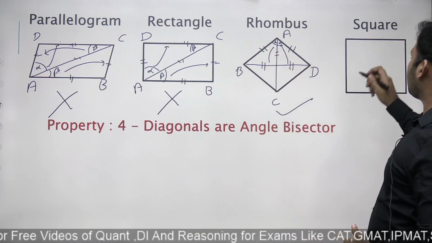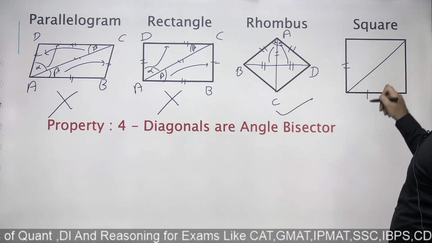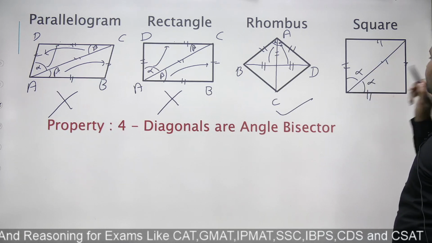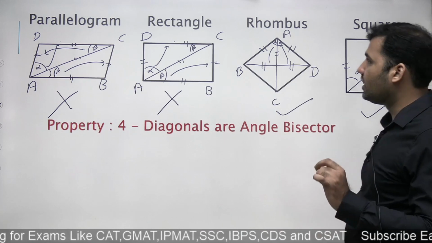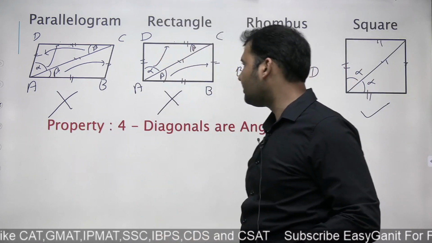So क्या ये प्रॉपर्टी स्क्वायर में भी होती है? Yes, this property is also valid in square. ये साइड सेम है, राइट? ऑल थ्री साइड्स आर सेम, तो ये दोनों एंगल्स इक्वल होंगे. अल्फा विल बी इक्वल टू अल्फा. सो डायगोनल्स आर एंगल बाइसेक्टर ओनली इन रोम्बस एंड स्क्वायर, नॉट इन पैरेललोग्राम एंड रेक्टेंगल, राइट?